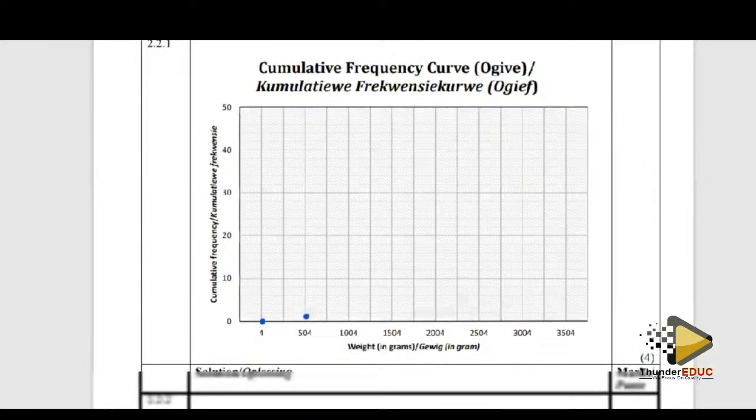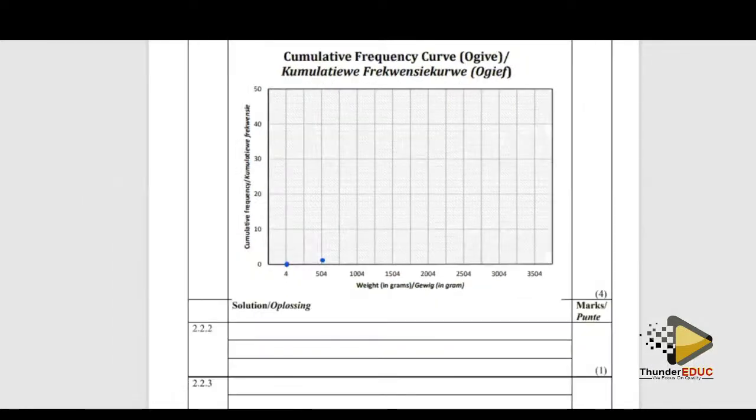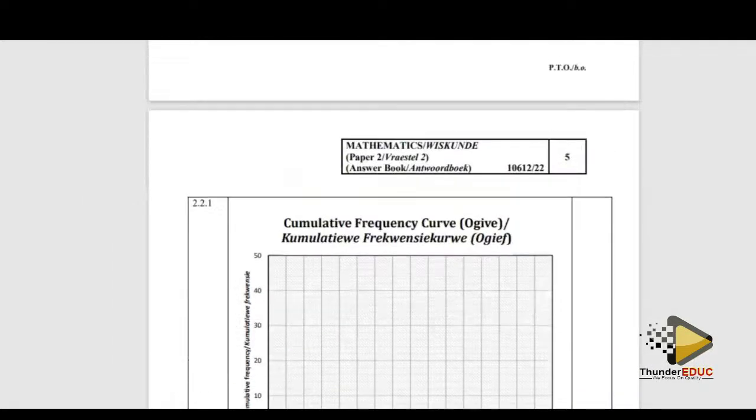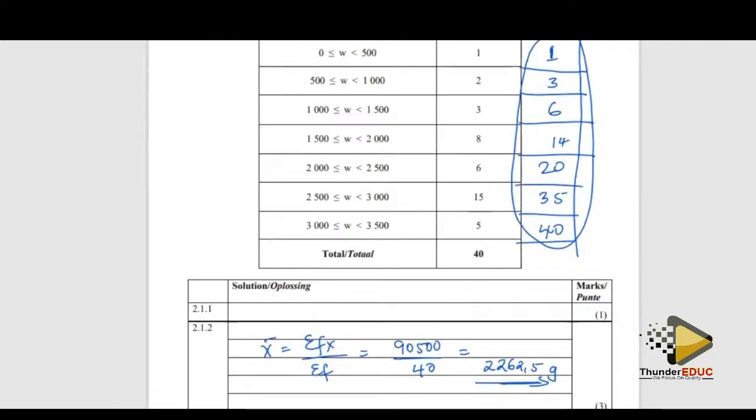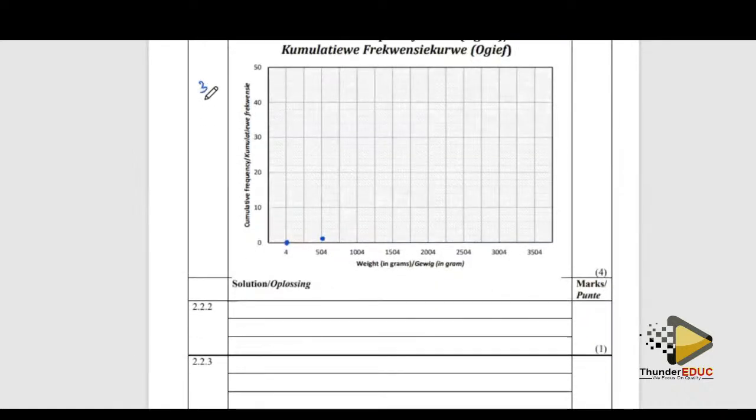Let me just reduce this so that I can see nicely. It's a 3, 6, 14. So that is a 1. We need a 3. 3 is somewhere there. 6 is somewhere there. And then 14 is somewhere there.